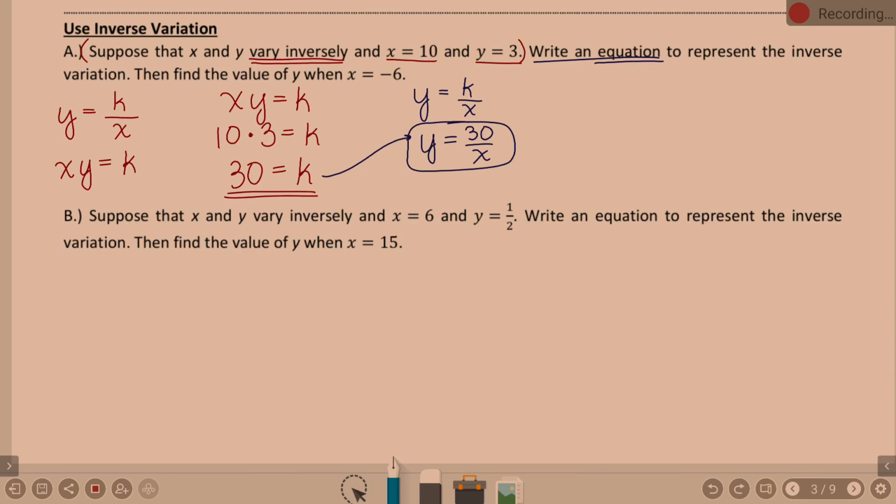Only one more. Then, okay, final step. Find the value of y when x equals -6. What am I going to do with that -6? Plug it in there. We're going to plug it in right here, folks. You wrote the equation. Now, find y when x equals -6. So y equals 30 divided by -6, which is -5. Okay?